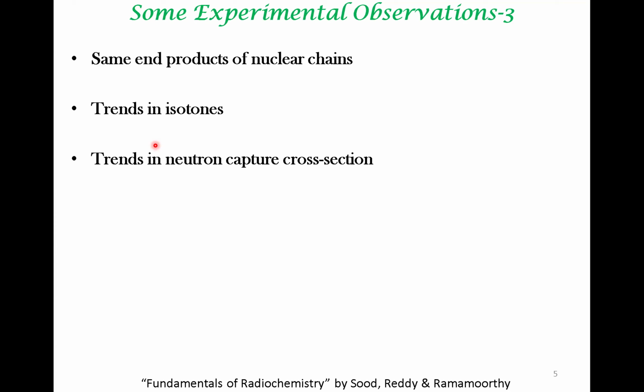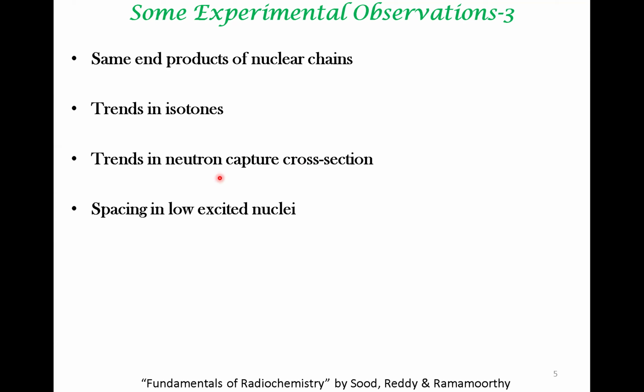Certain nuclei have a greater capacity for capturing neutrons. The technical jargon for that is neutron capture cross section. This cross section is synonymous with the feasibility of a reaction. So trends in the feasibility of the reaction involving a nucleus capturing a neutron have to be rationalized.